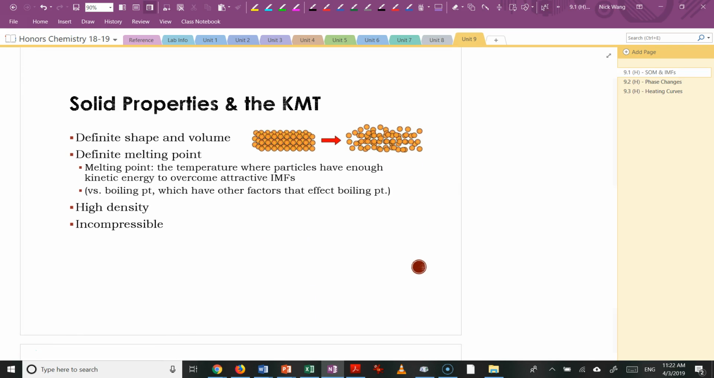Some solid properties here, you should know that they have definite shape and volume, which makes sense because these particles aren't going to just move about and fill up whatever container it's in. So it's the definite shape and volume.